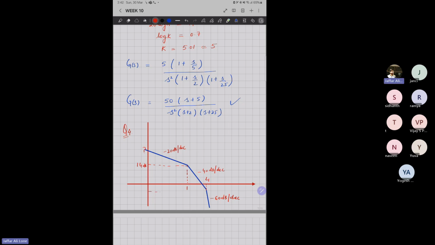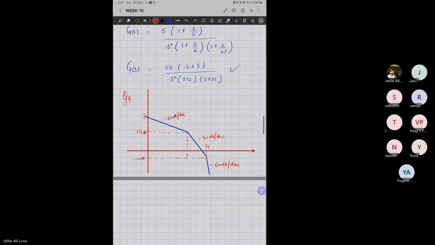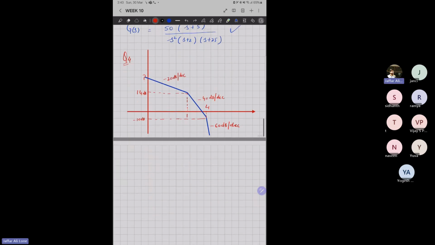There's one more point which is given, which is minus 10 dB. So yeah, find the transfer function.